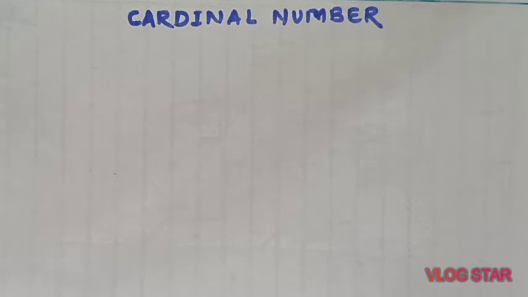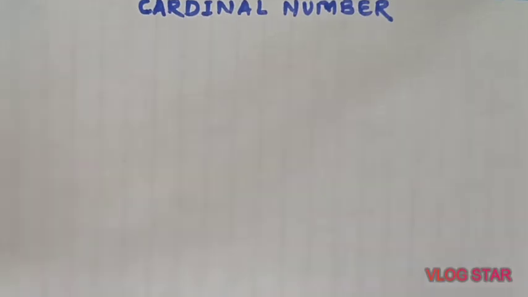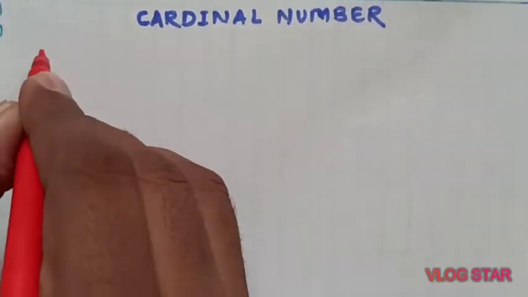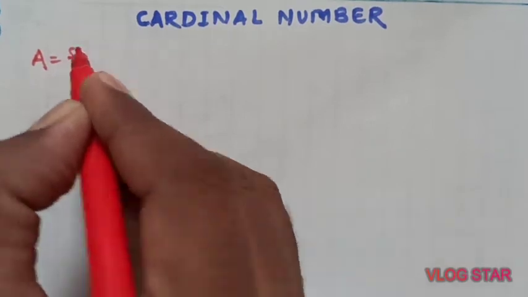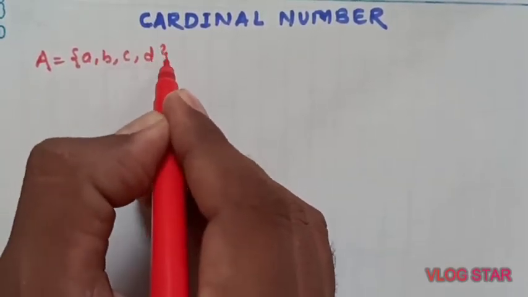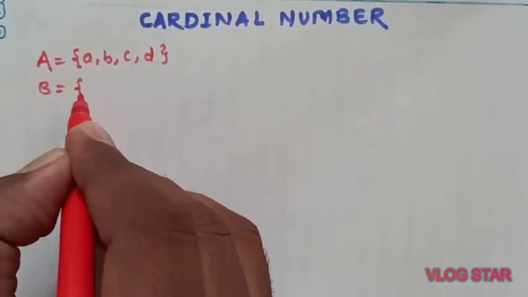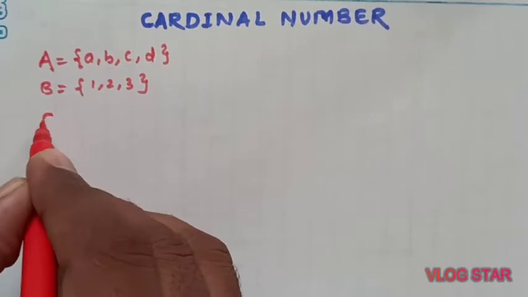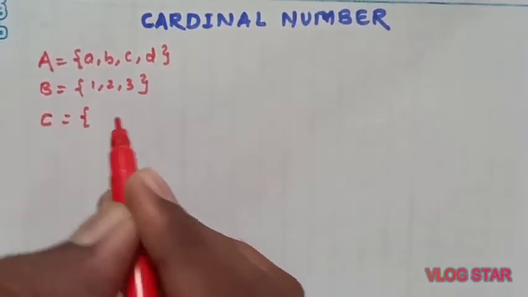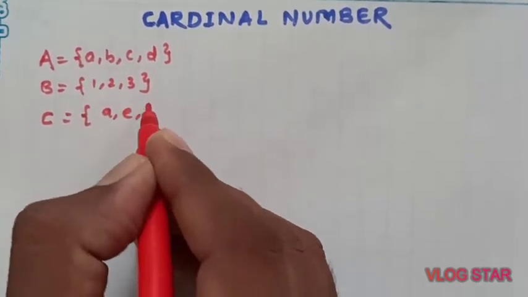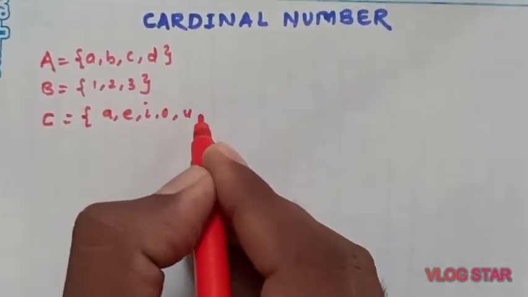What is the cardinal number of a given set? For every set, one number is associated, which is a cardinal number. Look here. I have a set A, which has elements a, b, c, and d. Another set B contains elements 1, 2, 3. Another set C contains elements a, e, i, o, and u.